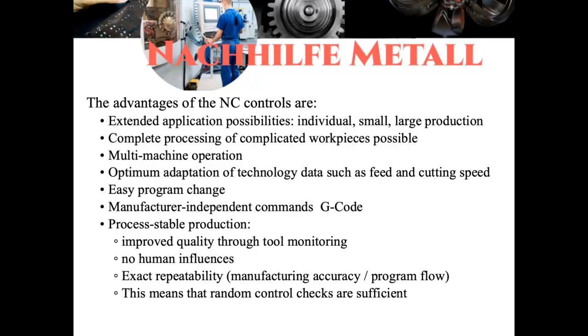The advantages of the NC controls are extended application possibilities: individual, small, and large production; complete processing of complicated workpieces possible; multi-machine operation; optimum adaptation of technology data such as feed and cutting speed; easy program change; manufacturer-independent commands, G-code; process-stable production; improved quality through tool monitoring; no human influences; exact repeatability; manufacturing accuracy; and program flow. This means that random control checks are sufficient.